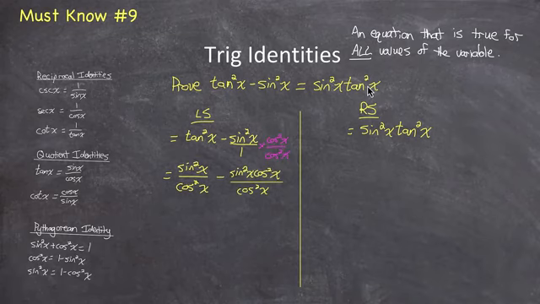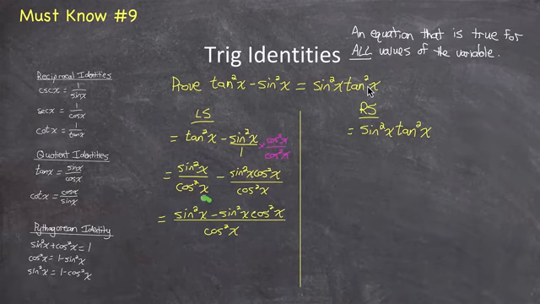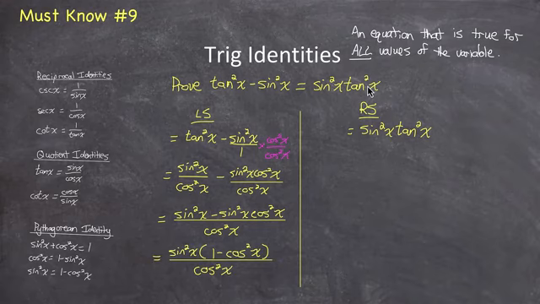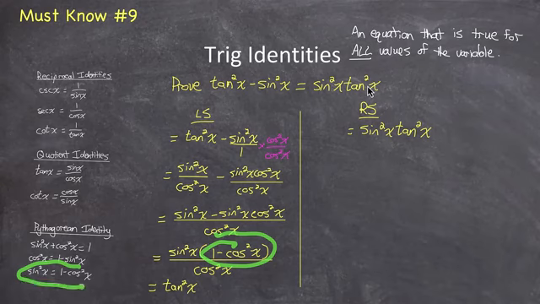So now I have a common denominator of cos squared x with both of those terms, so I can combine those into a single fraction. In the numerator, I have two terms, and both of those terms have a sine squared x, so I could common factor that out. And now I have a quotient of sine squared x and cos squared x based on the quotient identity. I know that that's equal to tan squared x, and that's being multiplied by a 1 minus cos squared x, which based on the Pythagorean identity, I know is equal to sine squared x.